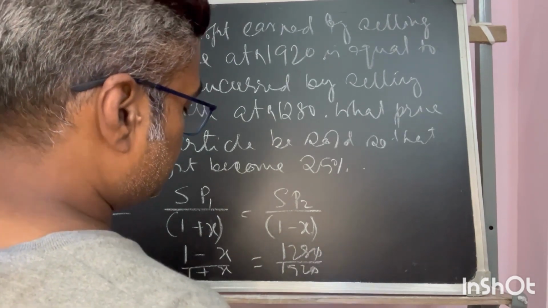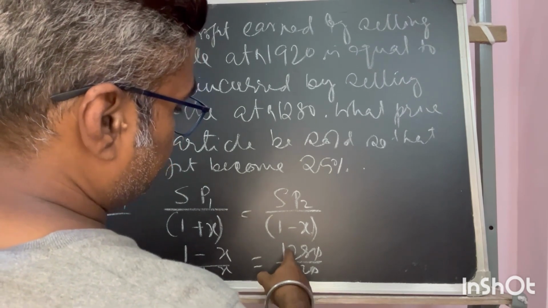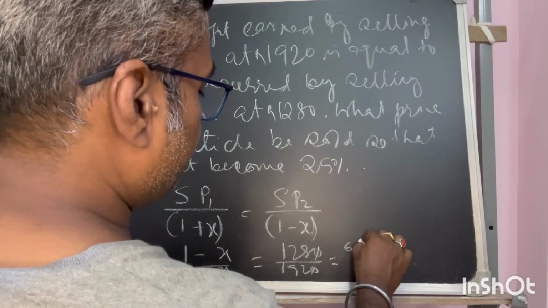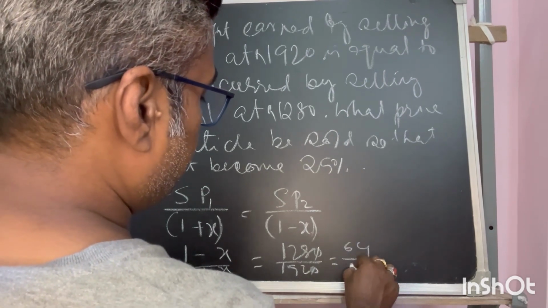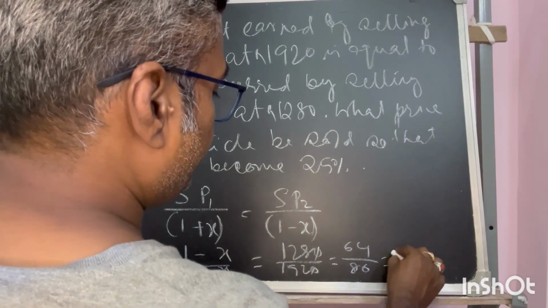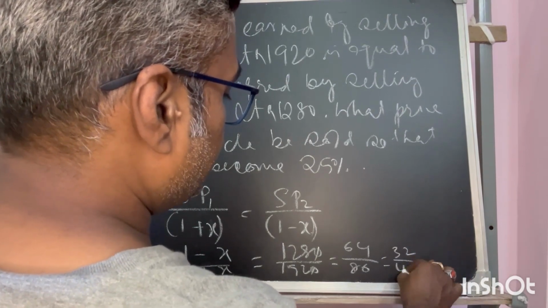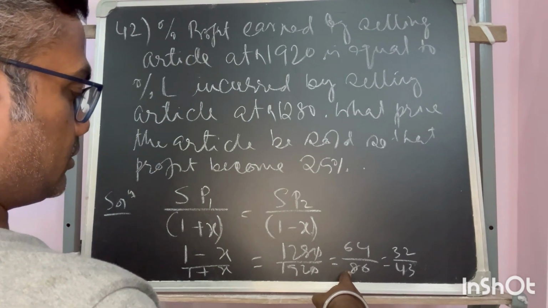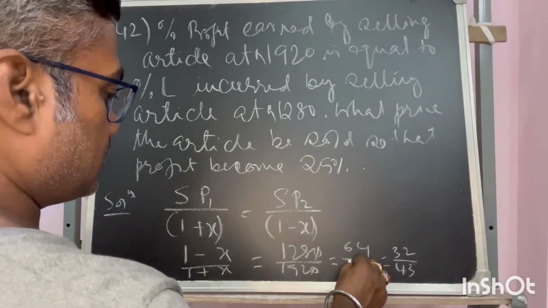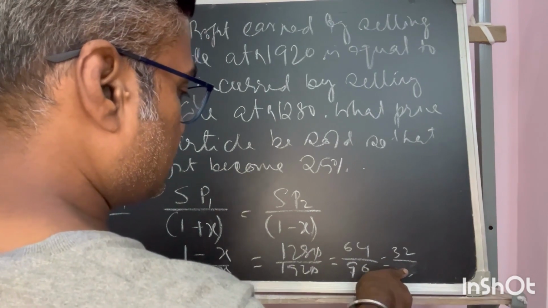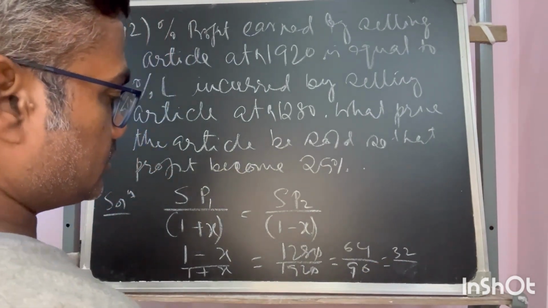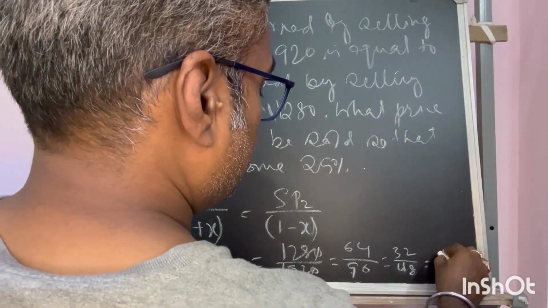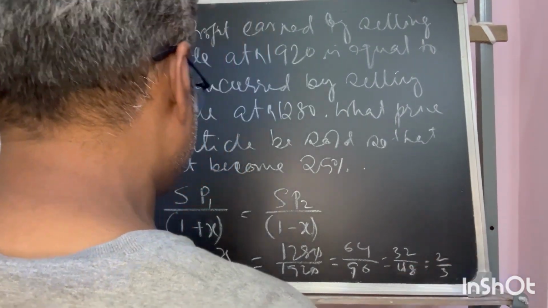Can it be reduced? How can it be reduced? 64 by 96, 32 by 48, 16 by 24, 2 by 3.